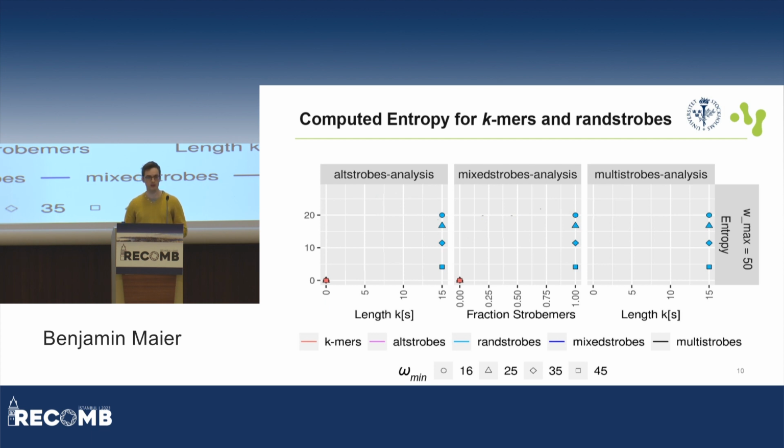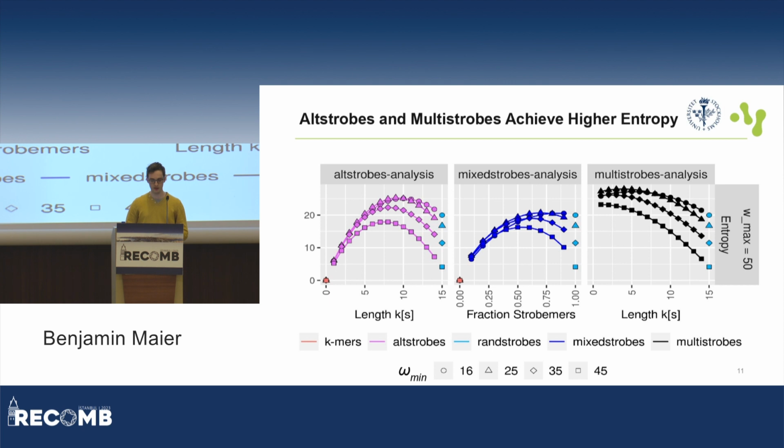To explain it in a lot more detail, for alt-strobes on the x-axis we have the different lengths of the shorter strobes. So we could have a combination of 0-30, that's k-mers on the left, and then 15-15, which is like the normal randstrobes, and we also wanted to explore everything in between. And we found some combinations, namely especially 1/3 to 2/3, where we observed a higher entropy than both strobemers and k-mers.